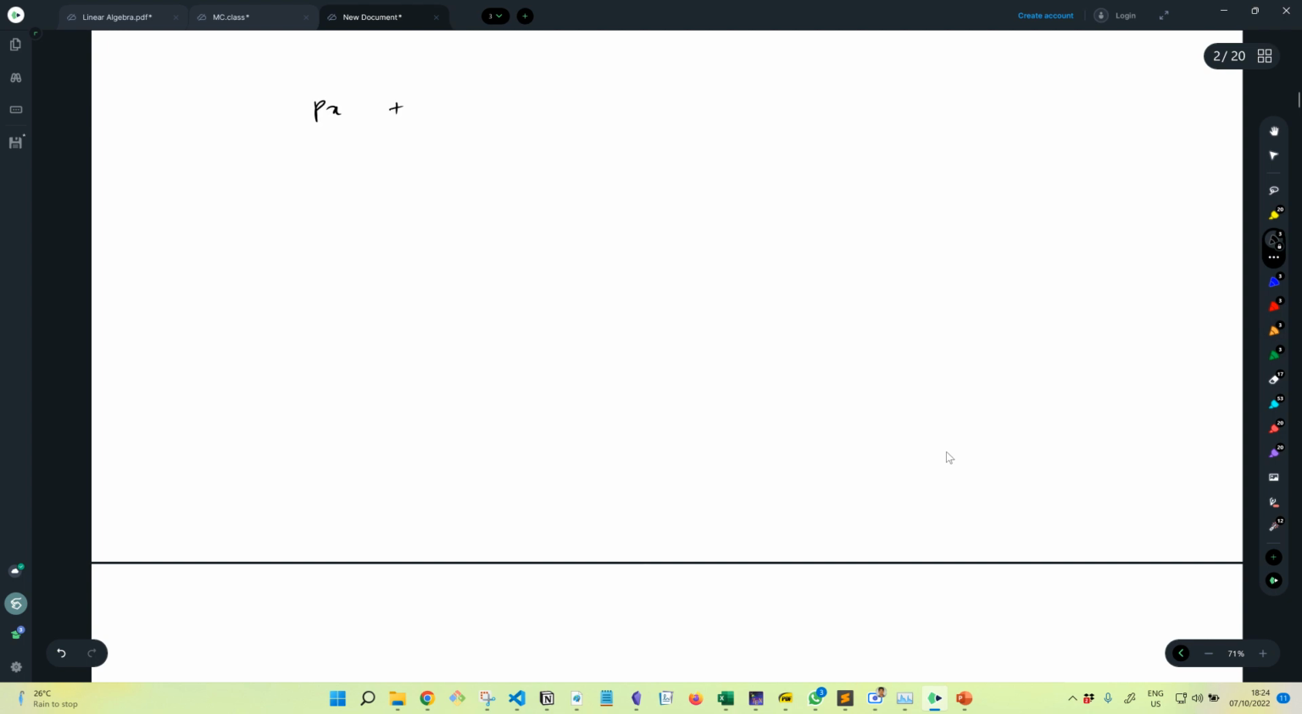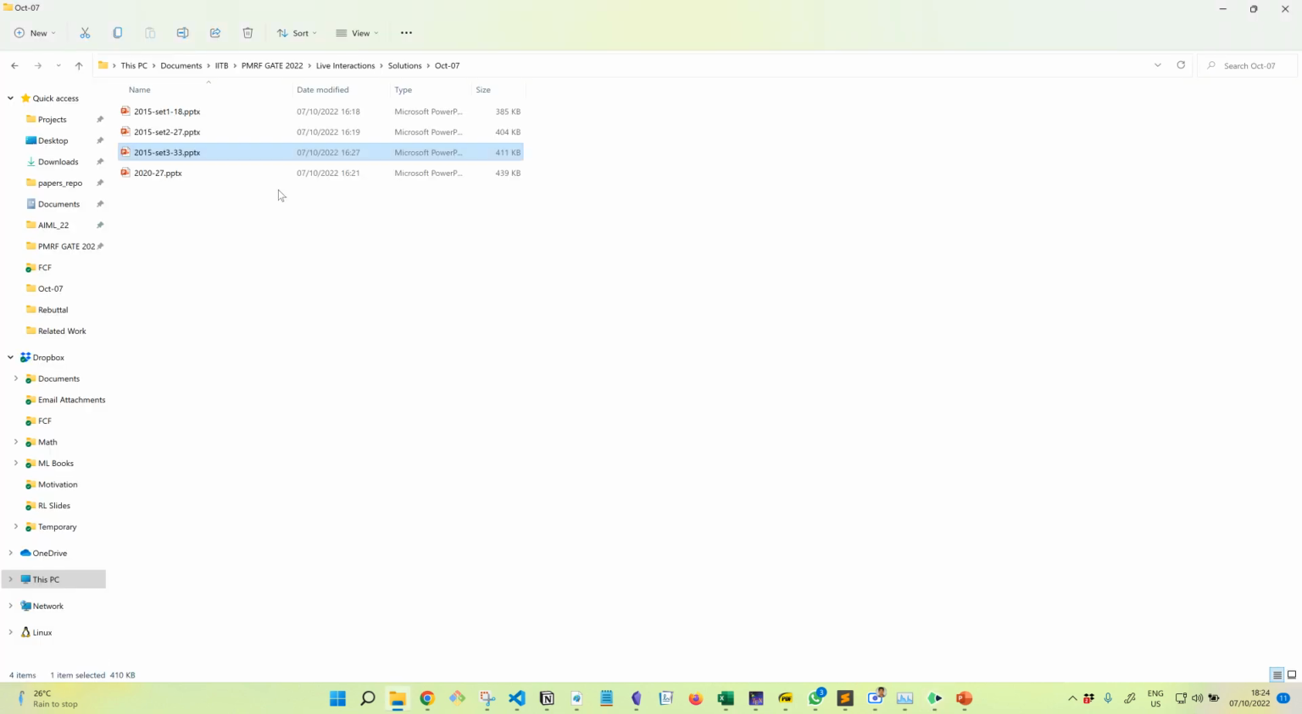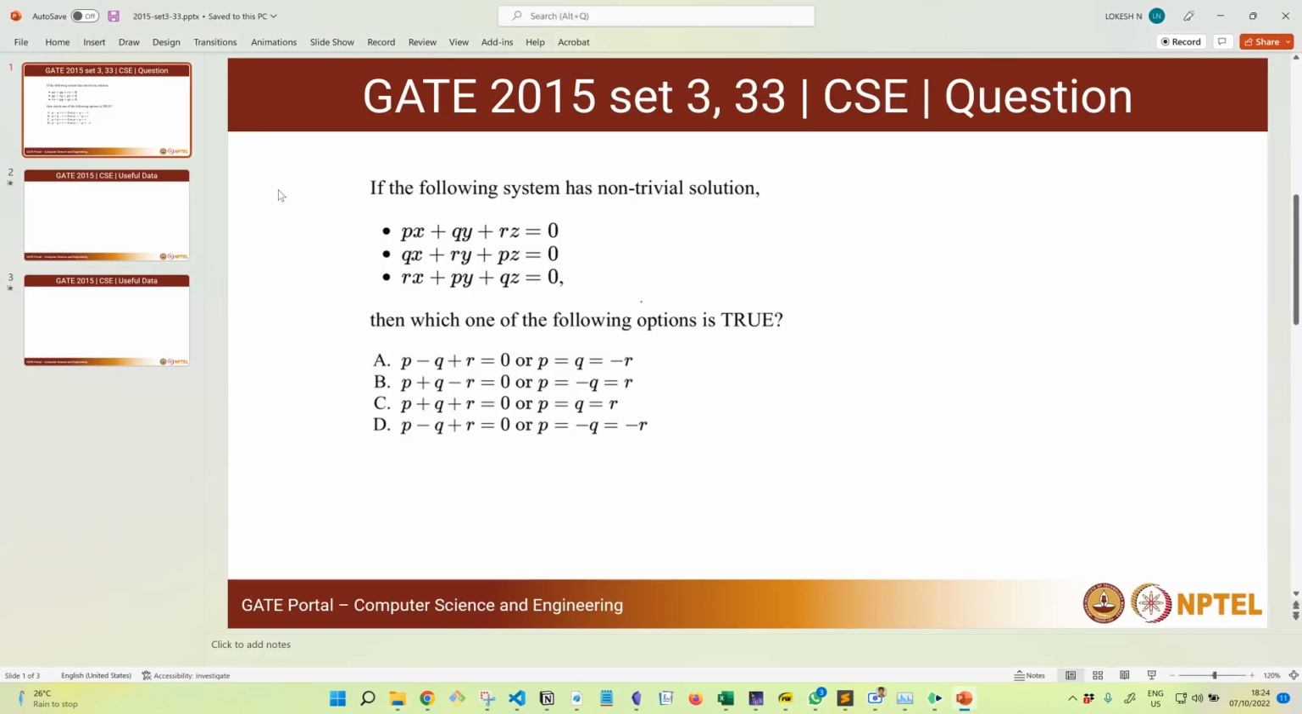So px plus qy plus rz equals 0. Then next is rpq, is it? Okay, qrp, rpq. Yeah. Okay. Trivial solution means, so okay.